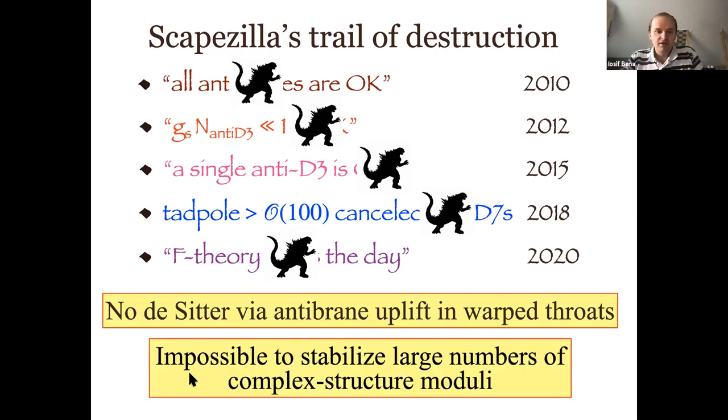And moreover, this tadpole argument is showing that it's impossible to stabilize a large number of complex structure moduli within the tadpole bound. Those are the two points which I wanted you to go away from this talk with.